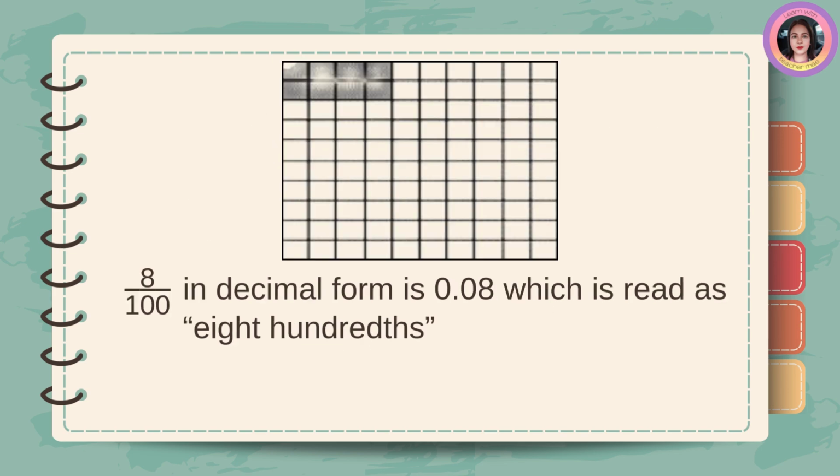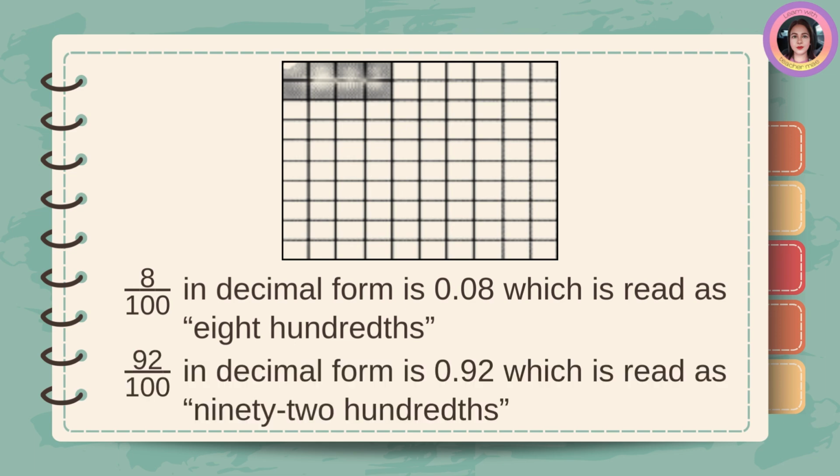8 hundredths in decimal form is 0.08, which is read as 8 hundredths. 92 hundredths in decimal form is 0.92, which is read as 92 hundredths.